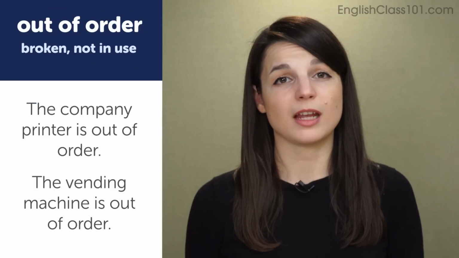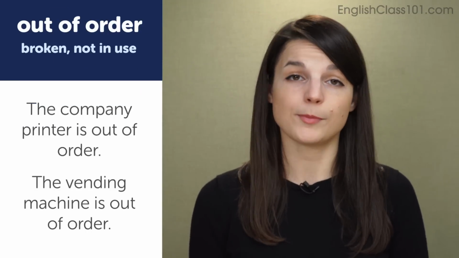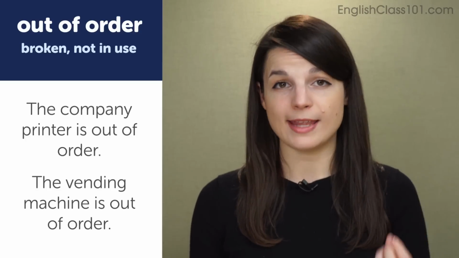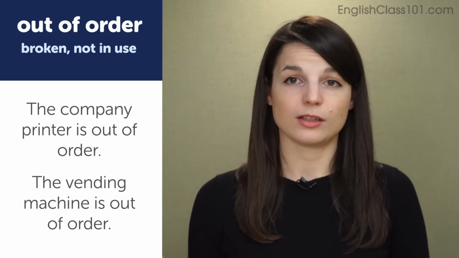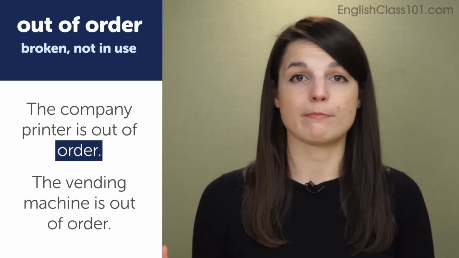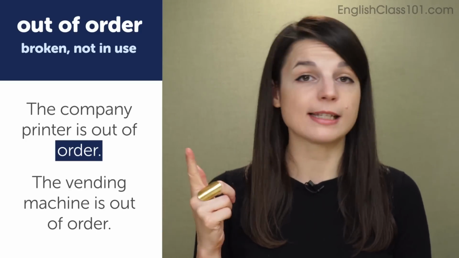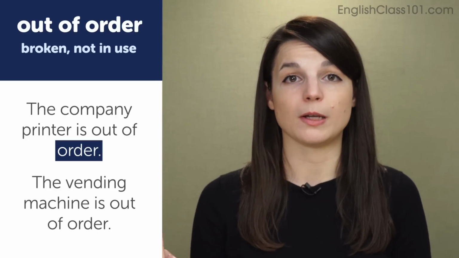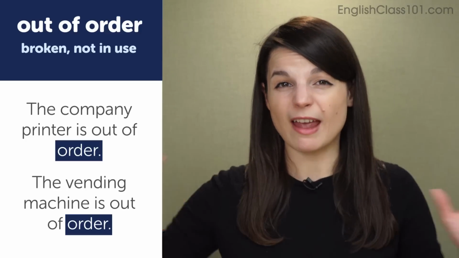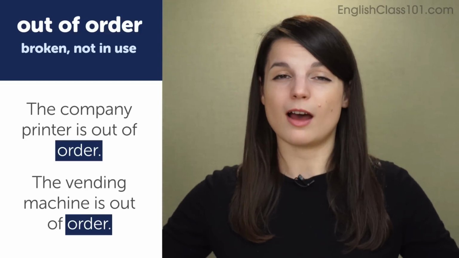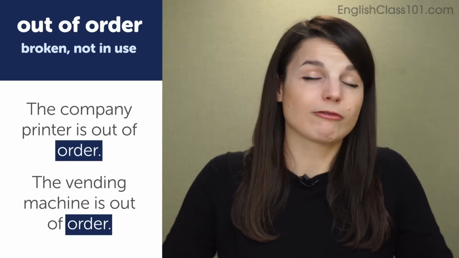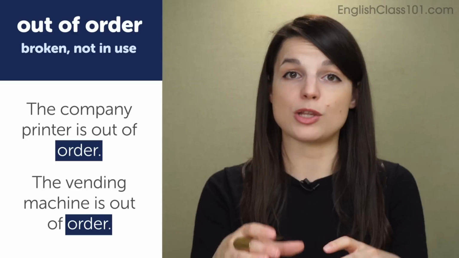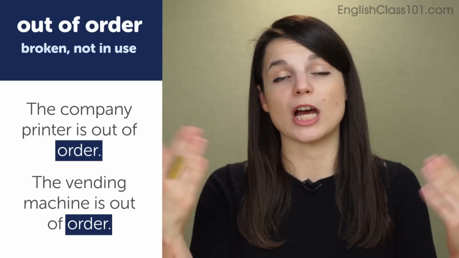So both of these mean that the machine in the subject of the sentence is broken, or there's some other reason why we cannot use that thing. So the company printer is out of order. Maybe it's broken. Maybe it's missing a piece. Maybe there's no ink. Maybe there's some other problem related to it. Out of order is kind of a vague, open reason. It can mean a few different things, but in general, it just means this thing cannot be used right now. It is out of order.